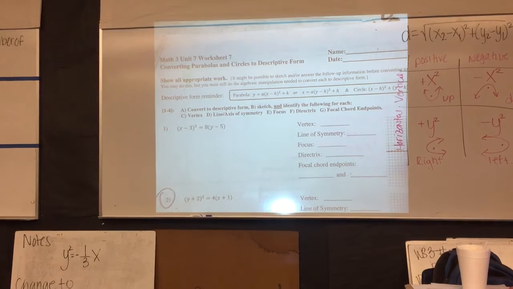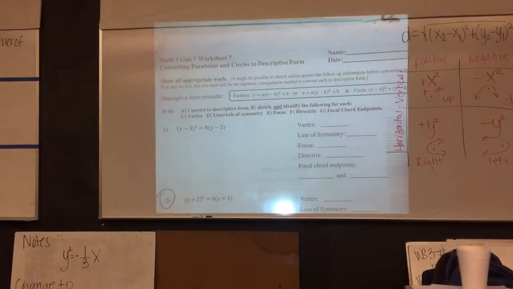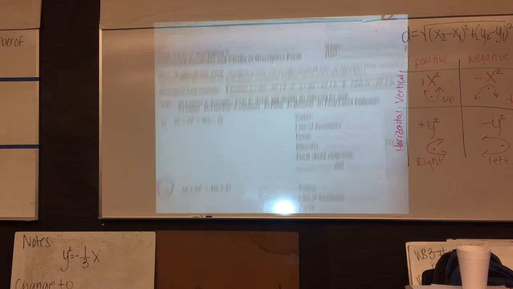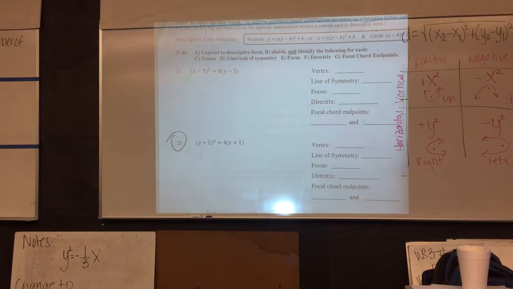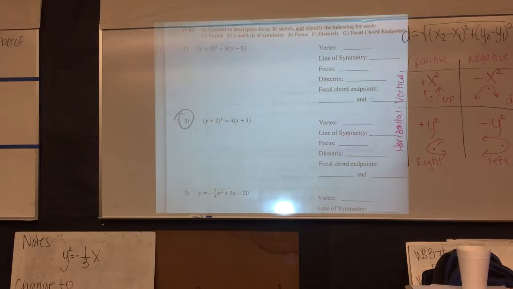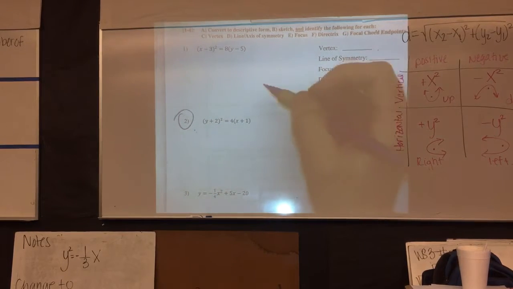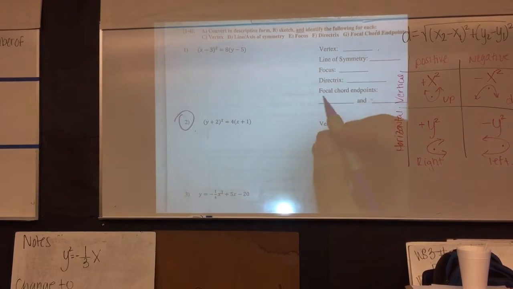The directions say convert to descriptive form, sketch and identify the following, which is the vertex, the axis of symmetry, focus, directrix, and focal chord endpoints. Okay, so this is very, very similar to worksheet 5. We want to rewrite this in descriptive form. The form is currently in focal chord width form, okay?